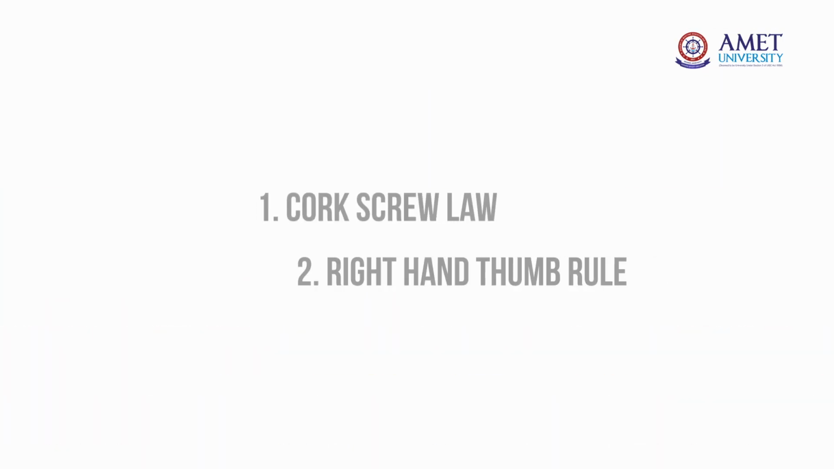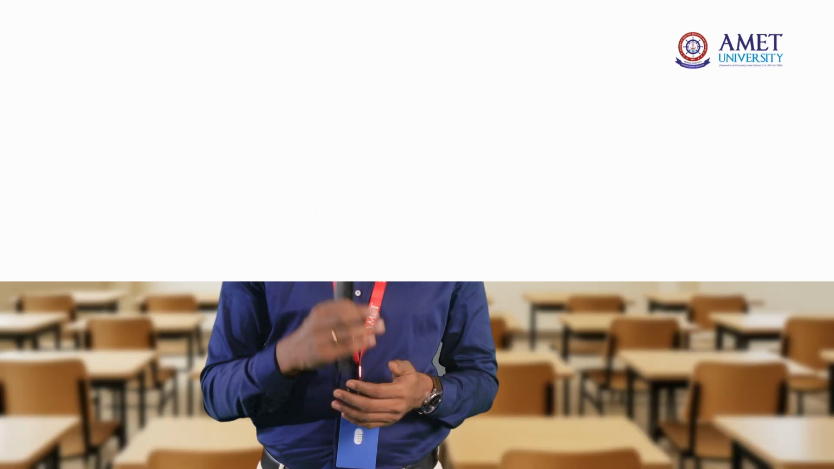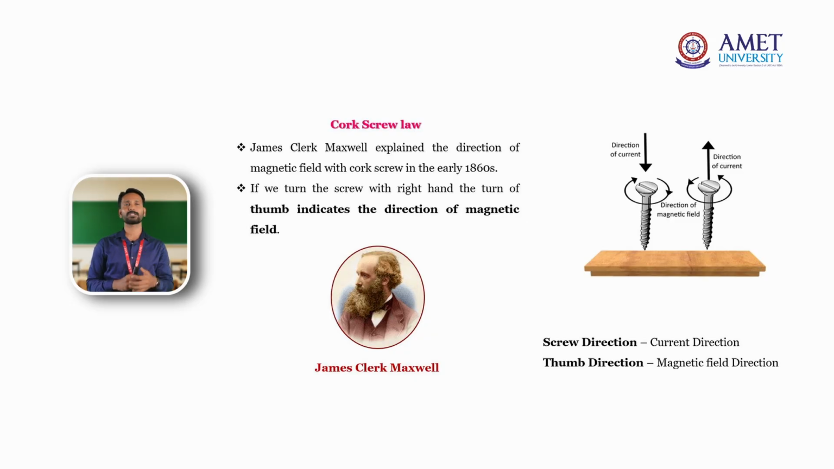Next, how can we remember the direction of the magnetic effect of electric current? There are two laws. The first is the corkscrew law, and the second is the right hand thumb rule. First we are going to discuss the corkscrew law. James Clerk Maxwell explained the direction of the magnetic field with the corkscrew law in the early 1860s.